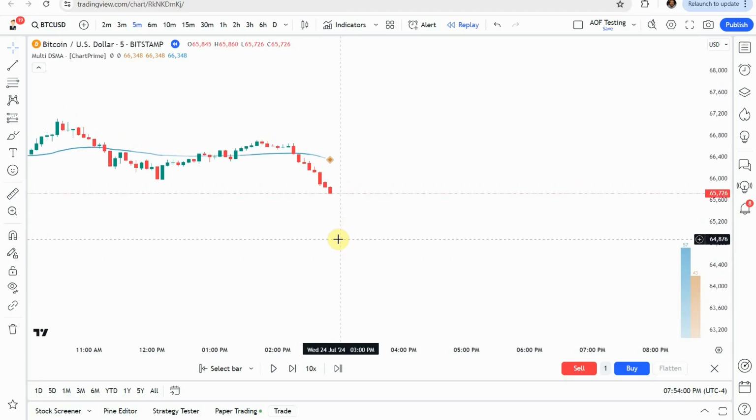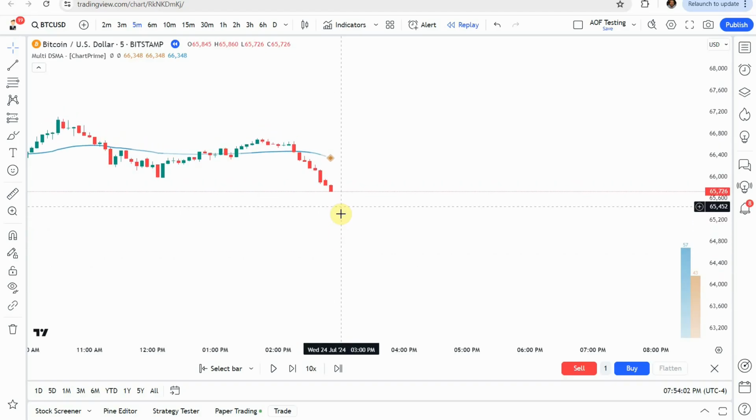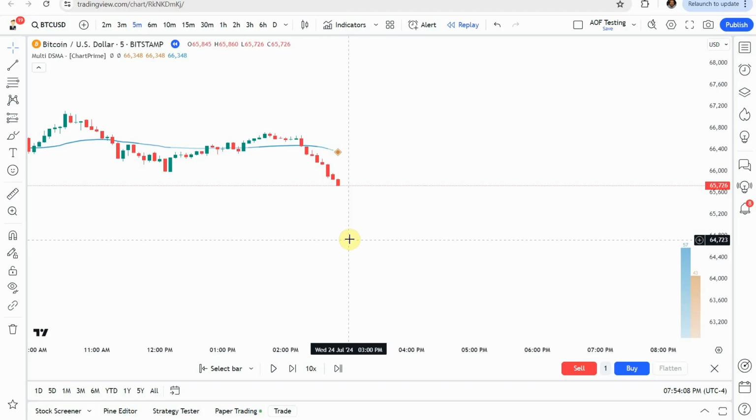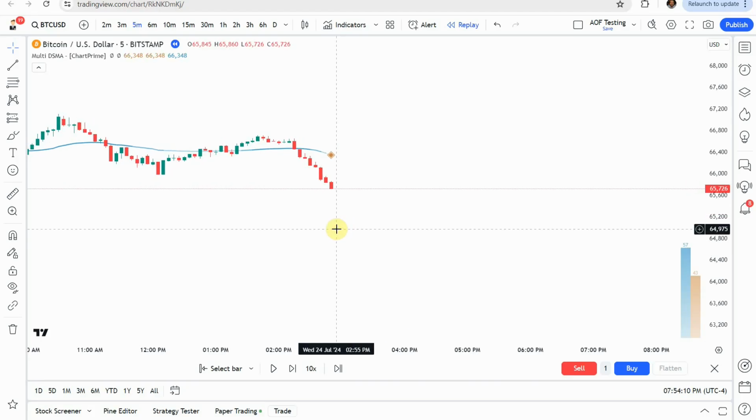Now, the source video explained that you could just take these triangles as a signal to enter into a long or a short. And that's what I did in this testing. We might play around with this a few other ways to see what other ways we can use it, or if we can get different results from it.